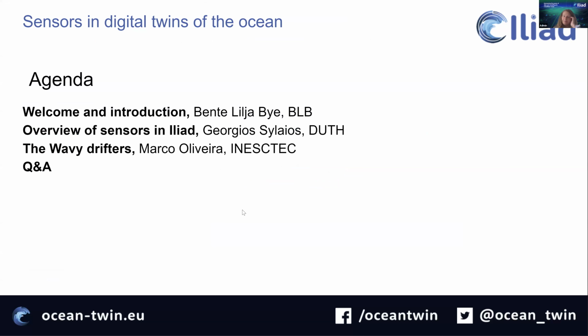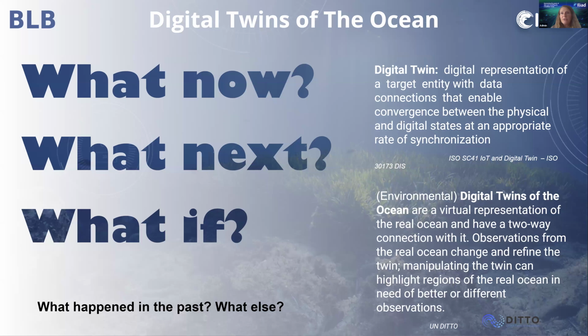So just a quick reminder of what we mean by the digital twin of the ocean. Simply said, it's a virtual representation of the real world. It provides us with information about what is now and also what is next, and we can play with what-if scenarios. In Iliad, we appreciate the wealth of different types of data describing a digital twin of the ocean. So we are also looking at data from the past, and we are also incorporating data around the digital twin, so it could be statistics or economic information, etc.